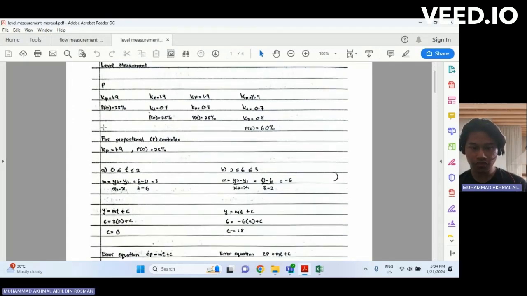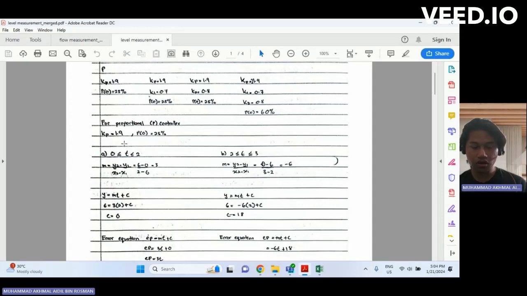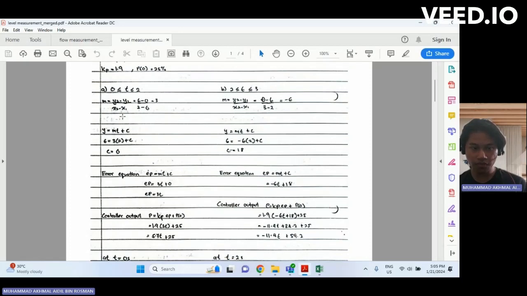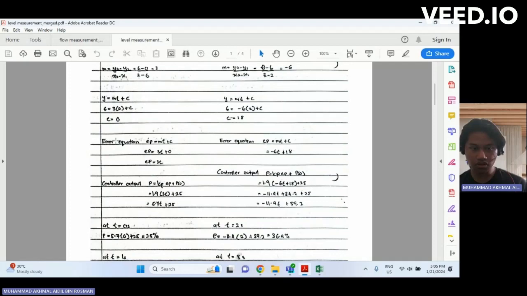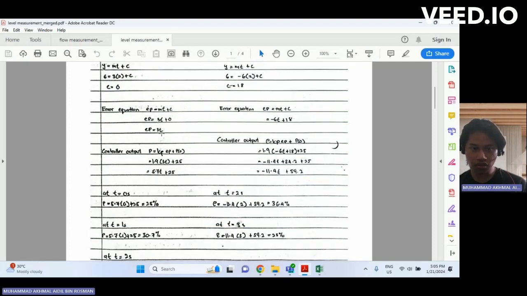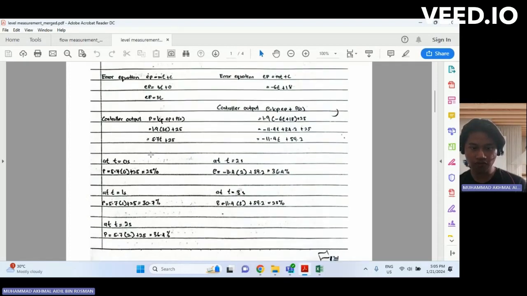Then for the level measurement, we will do the same thing as in the flow measurement, with the calculation and with the proportional controller Kp equal 1.9 and P0 equal 25%. For 0 until 2, we'll find our m and we'll get negative 3, and then our c will be 0. In the error equation we'll get Ep equal 3t, and the controller output will be 5.7t plus 25.